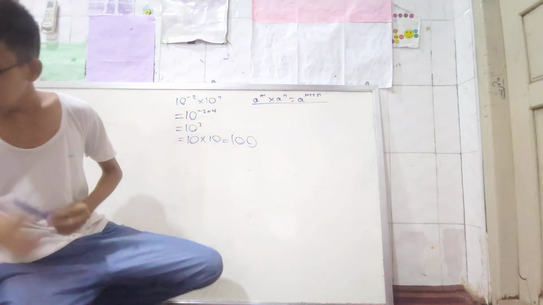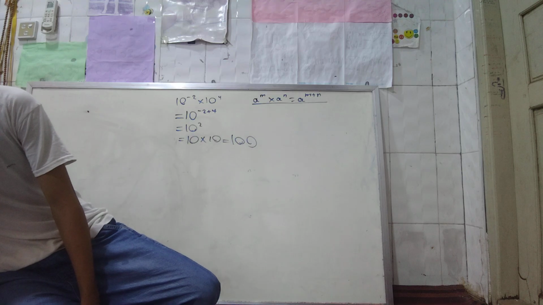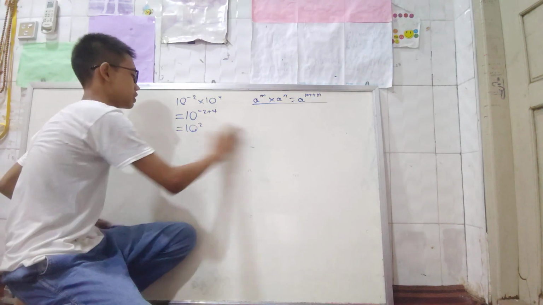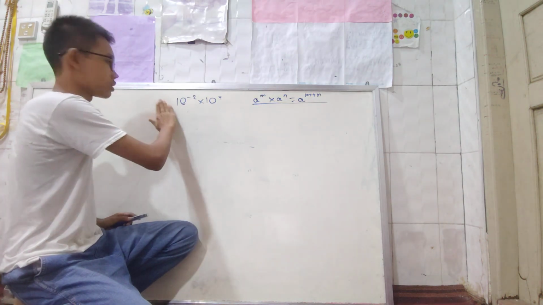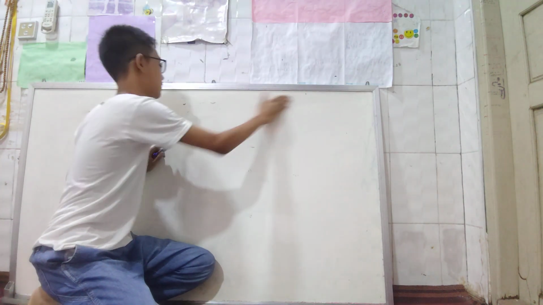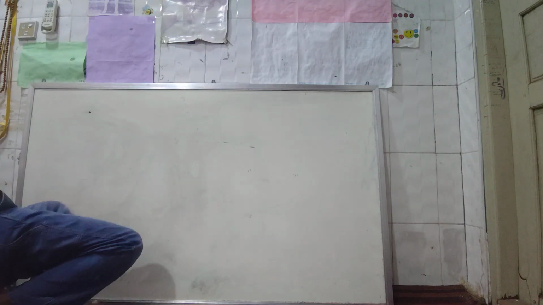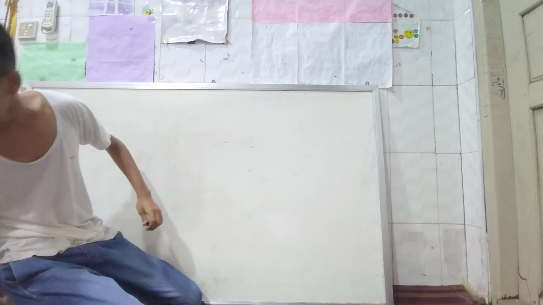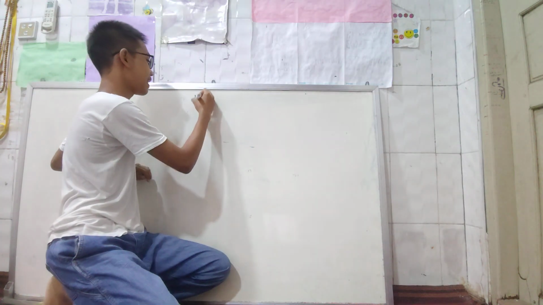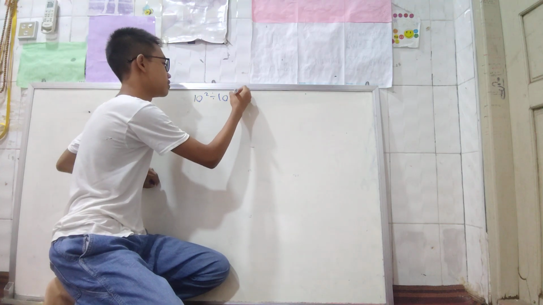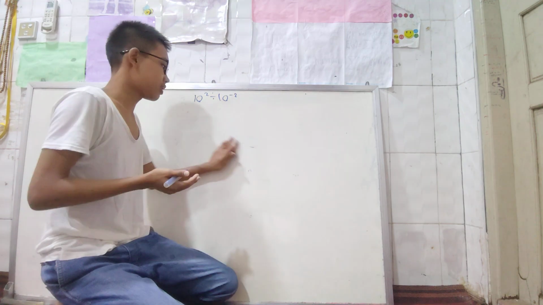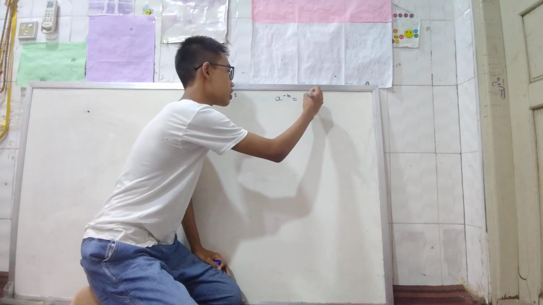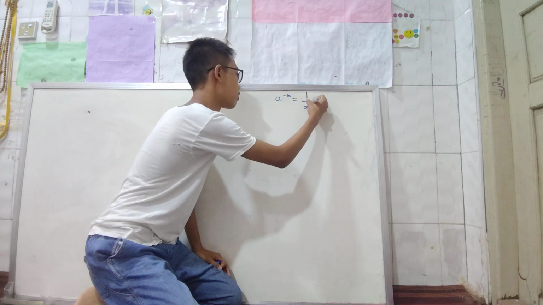Got it? So the next question is number 27. Next thing is 10 to the power of 2 divided by 10 to the power of minus 2. We're going to use yet another rule, which says that a to the power of minus b equals 1 over a to the power of b.